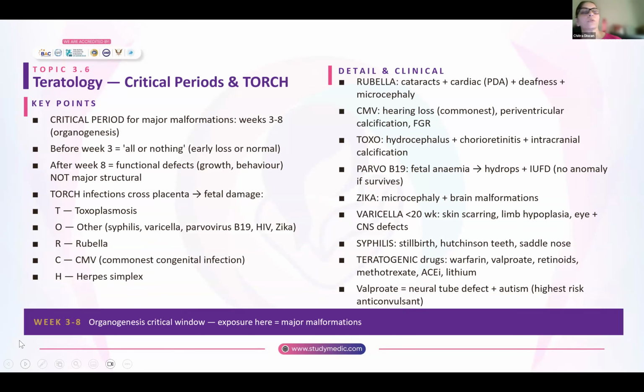Now coming to teratology and the critical periods, and what about torch infection?